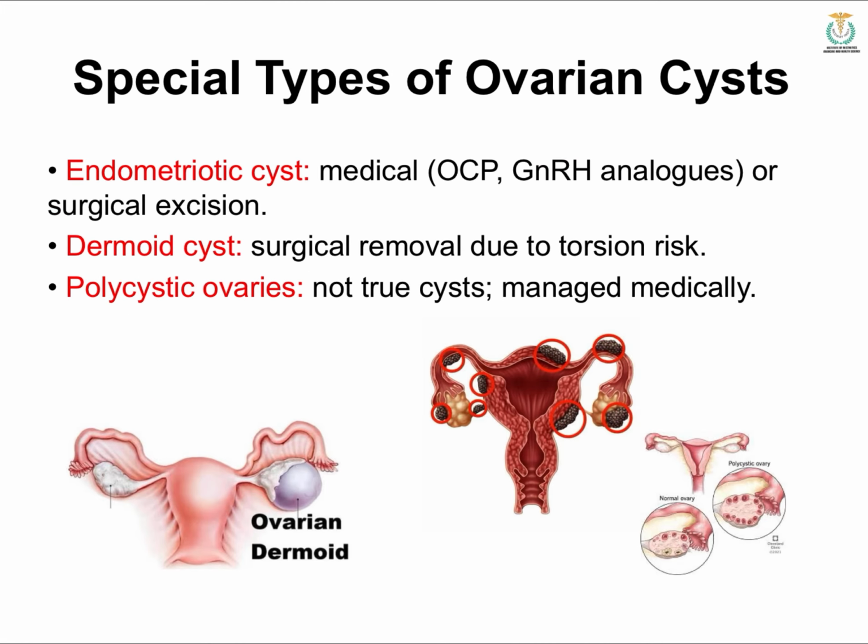Next are the special types of ovarian cyst. For endometriotic cyst, medical management with OCP, and also surgical excision, we can do. And dermoid cyst, you can do surgical removal due to the torsion risk. Then polycystic ovaries, it's not a true cyst, and it can be managed medically. So that is a different ovarian cyst.